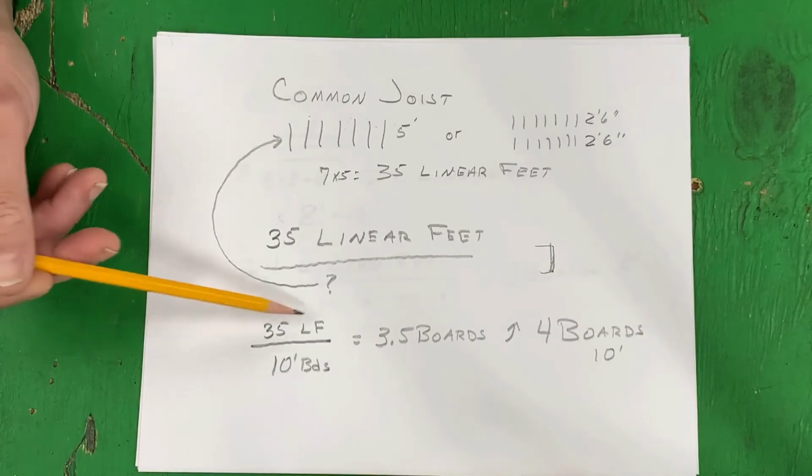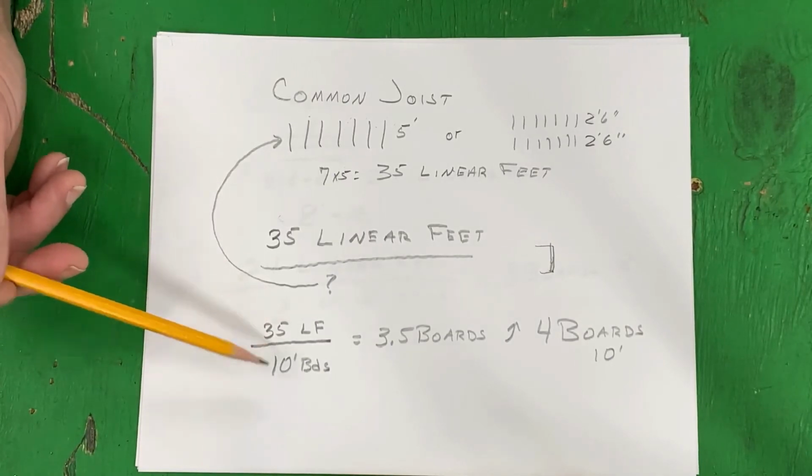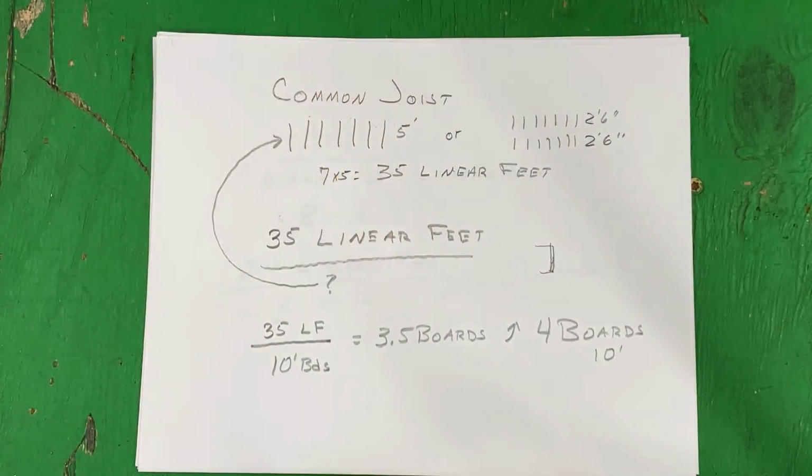So I've got 35 linear feet divided by a 10-foot board. That leaves me 3.5 boards. You can't buy half a board. You have to buy a whole board. So you're going to round up, and I'm going to need 4 10-foot boards. I'm going to have a little wastage. There's going to be a place that it'll be needed somewhere.